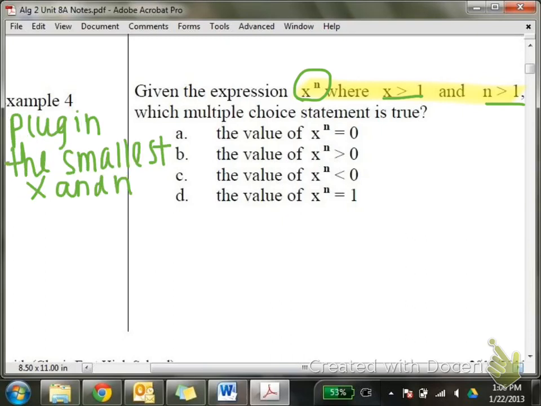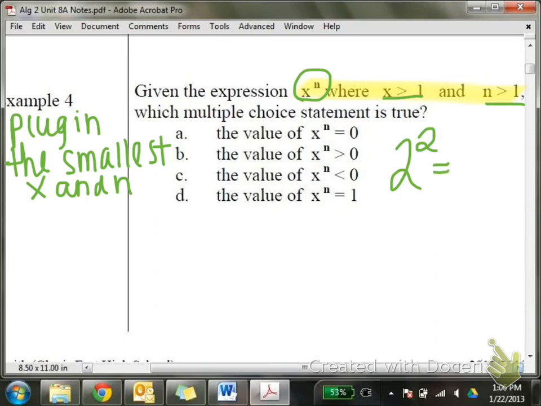So you're going to want to plug in the smallest possible x and n here. Using our parameters, if x has to be greater than 1, what's the smallest x we can plug in? 2. It can't be equal to 1, it has to be greater than 1. If n has to be greater than 1, what's the smallest n we can plug in? 2. So we're going to use this to figure out which category our answer falls into.